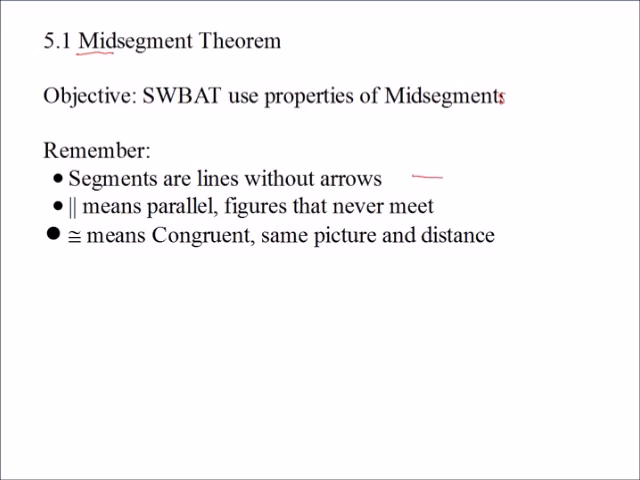Anytime you see a segment, here's a segment right here with endpoints A and B. These two little lines right here, when you see them in typing or writing, just mean parallel. And this little symbol right here means congruent. So it's the same picture and the same distance.